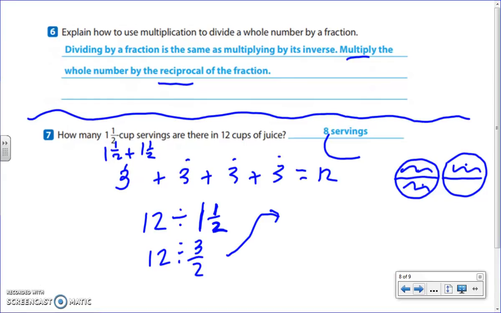Okay, 12 divided by 3 halves would be the same as keep, change, flip. 12 multiplied by 2/3. And then I can multiply straight across, or I can cross reduce if I notice that. 24 thirds, and I know 24 is divisible by 3. 3 goes into 3 once, into 24 8 times. So 8 would be my solution. I get the same answer using the keep, change, flip method as I did using the addition method that I showed earlier.